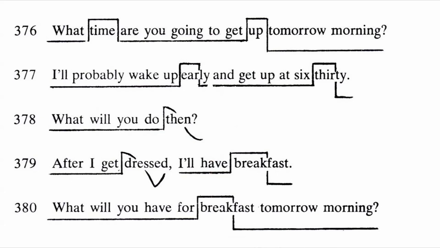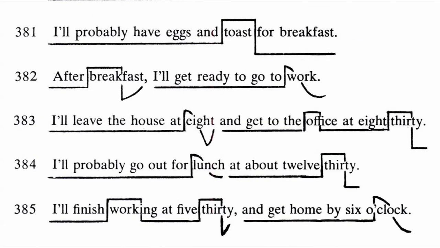What will you have for breakfast tomorrow morning? I'll probably have eggs and toast for breakfast. After breakfast, I'll get ready to go to work. I'll leave the house at 8 and get to the office at 8:30. I'll probably go out for lunch at about 12:30. I'll finish working at 5:30 and get home by 6 o'clock.